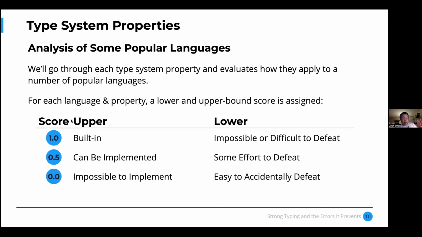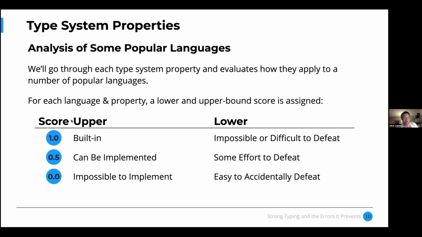And the way I'm doing this analysis is for each of these 5 languages and for each of the 8 properties from earlier. So basically, think of it as a matrix of 40 items, though I'll breeze through some of the 40. I will determine an upper bound and a lower bound score. So let's start with a simple example.